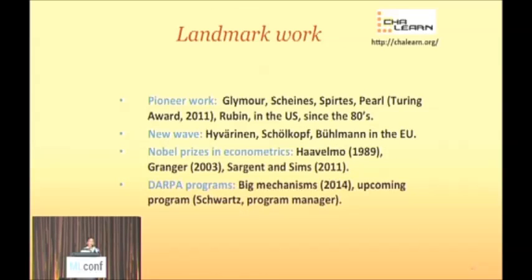There is a lot of work in the literature that has been going on since the 1980s, starting with some pioneers like Glymour, Scheines, Spirtes and Pearl, who recently won the Turing Award, Rubin and also in the US. And then there has been a new wave coming from Europe. We've had Hyvärinen, Schölkopf, Bühlmann, and others come up with novel algorithms actually using machine learning. And we have attracted some attention to that field with several Nobel Prizes in econometrics. And recently, DARPA has started pouring some money into the subject, so hopefully this is going to make big steps now.